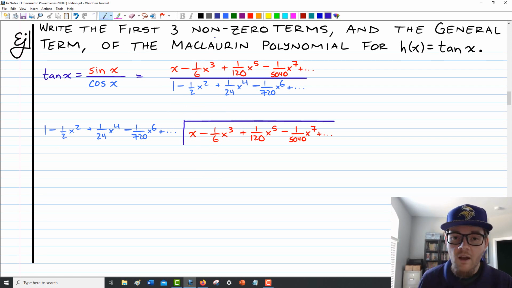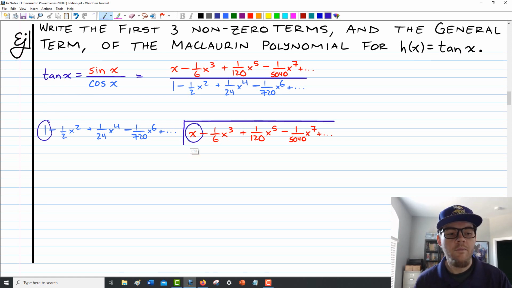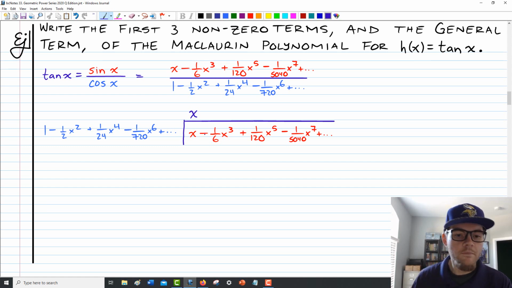When you first start this off, this might feel like language you haven't used in a long time, but that's okay. It's good to have it in there. First question I'm going to ask is, what do you multiply 1 by to get x? The answer to that is, of course, you multiply by x. So there's my first move.